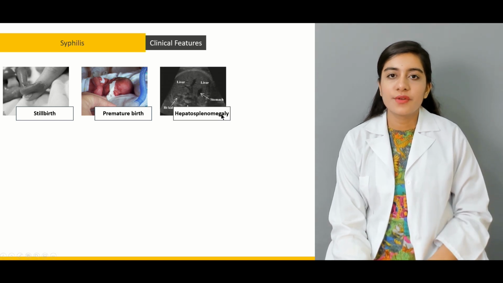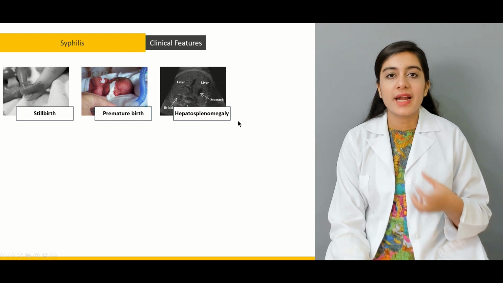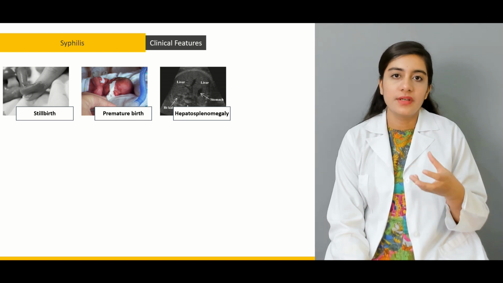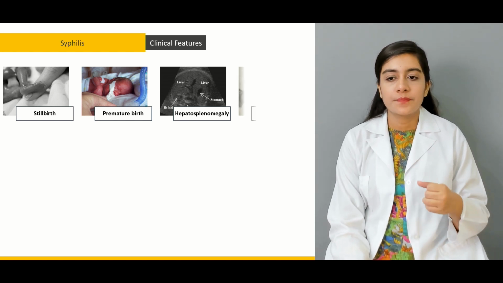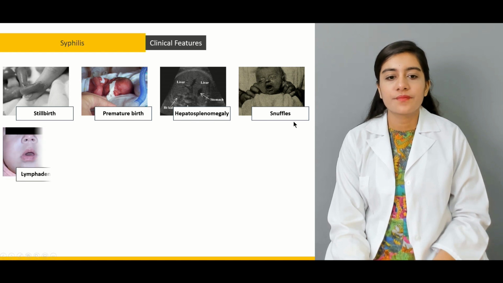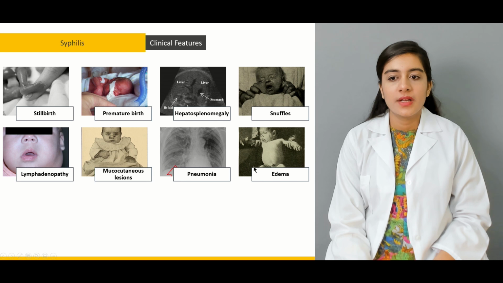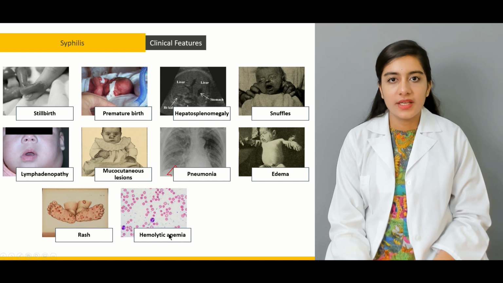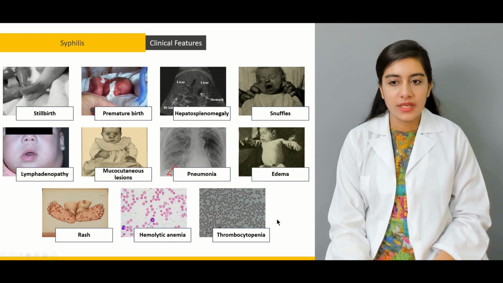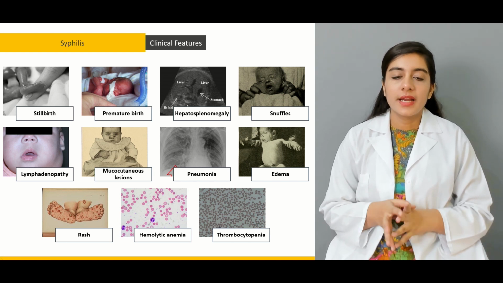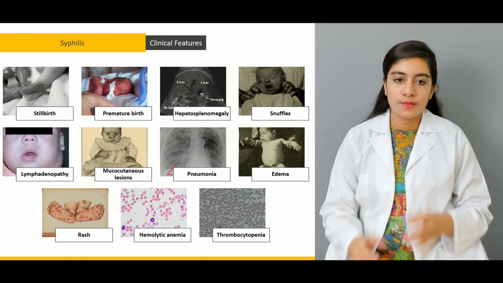Then we have hepatosplenomegaly, enlargement of spleen and liver as a result of the portal hypertension or any other difficulty in the blood supply. Then we have snuffles, lymphadenopathy, mucocutaneous lesions, pneumonia, edema, rash, hemolytic anemia, and then finally thrombocytopenia. All of these are very serious signs and symptoms of the syphilis that are seen in the infants.